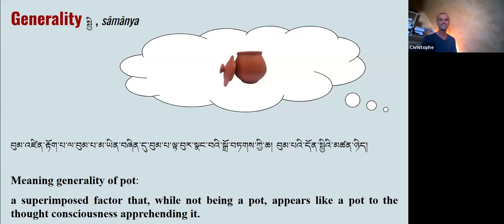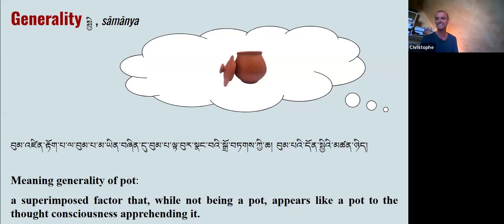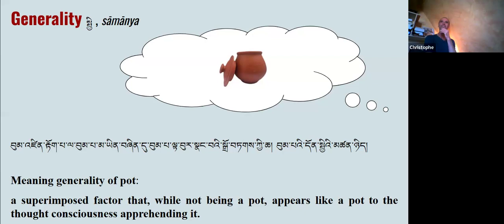So if it is mistaken, it follows that the superimposed factor, while being existent, appears like existent to the thought consciousness apprehending it. Well, not being existent. So it follows that the meaning generality of existence doesn't exist.